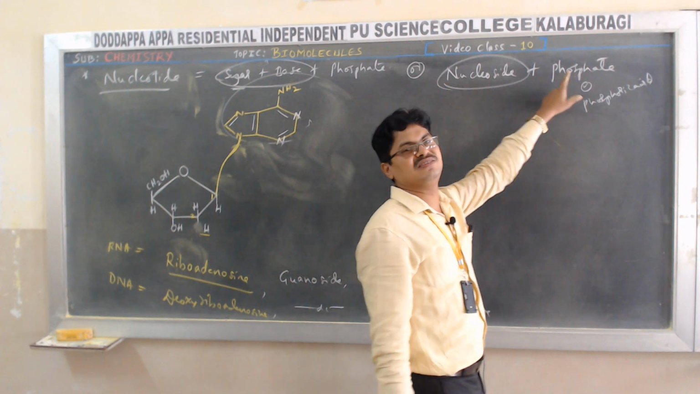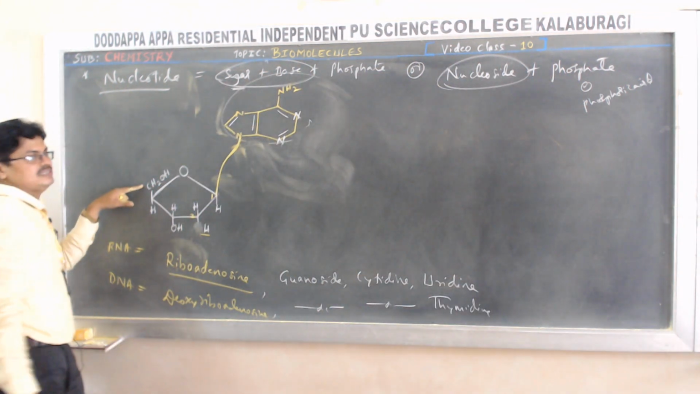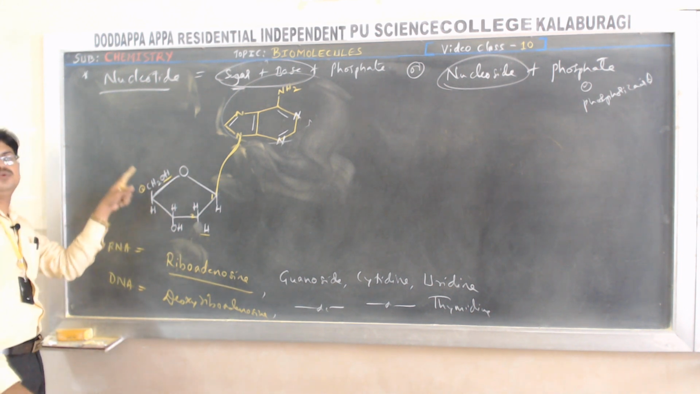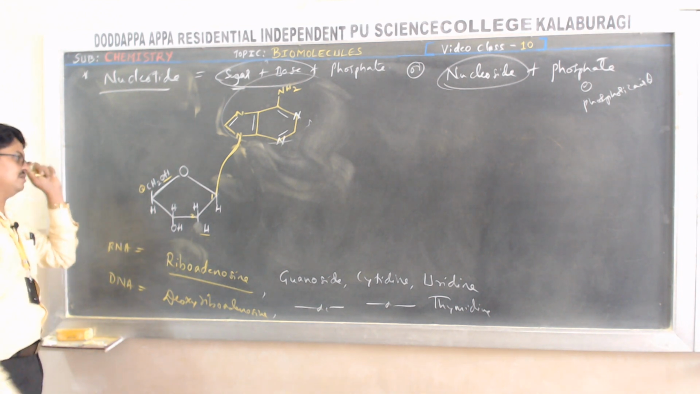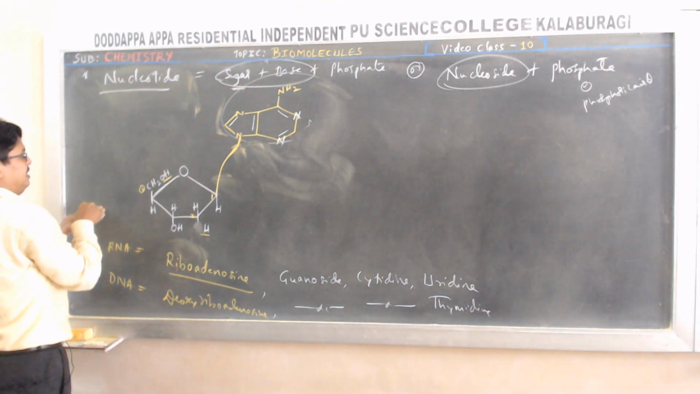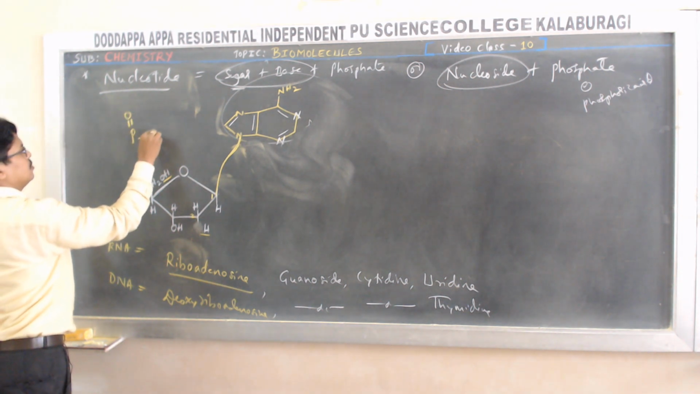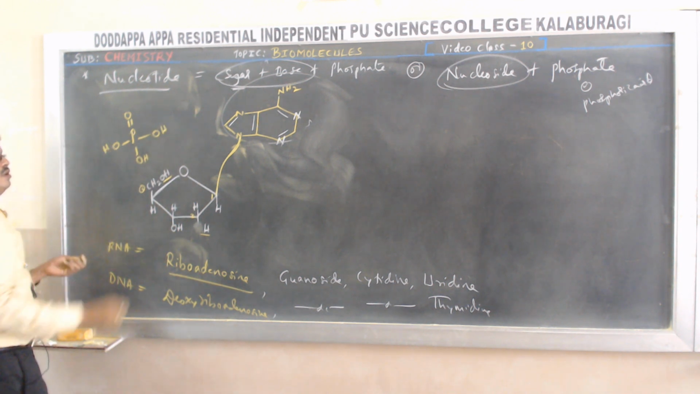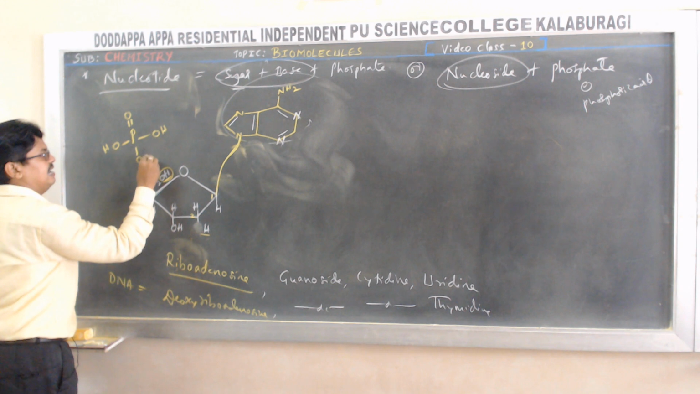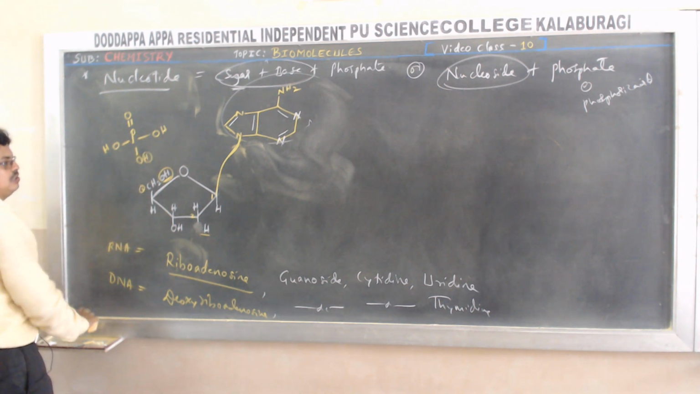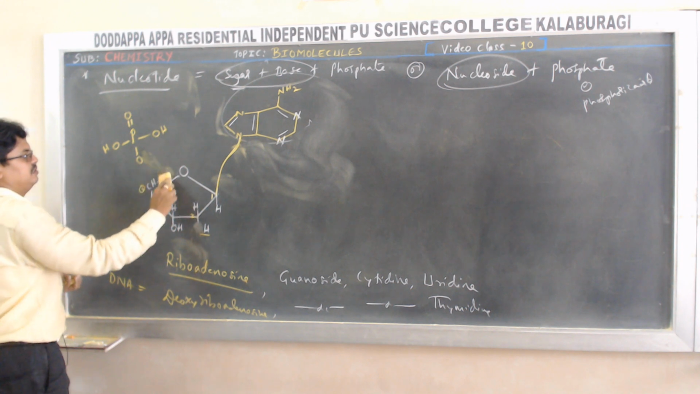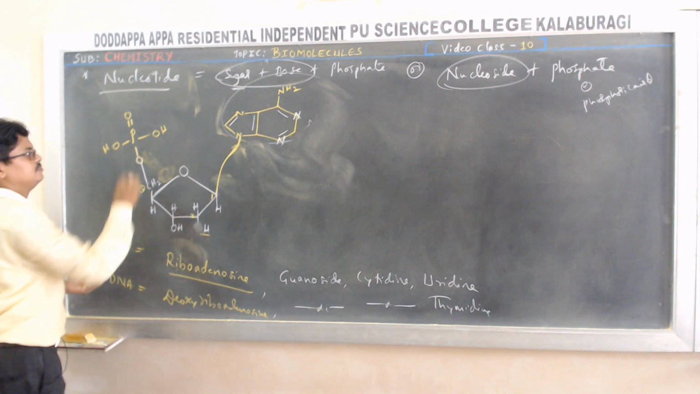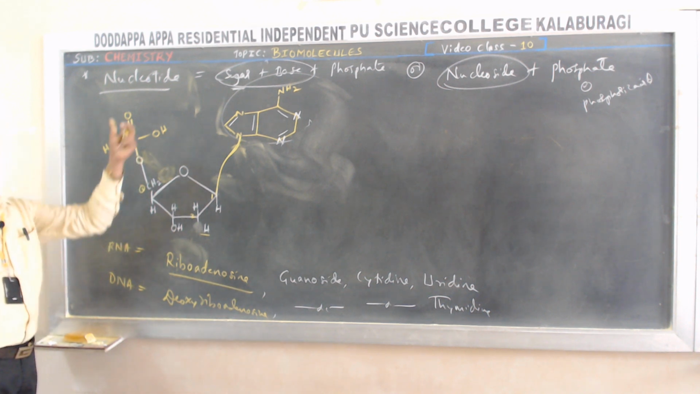Where does this phosphate group link? It links to the OH of the fifth carbon of the sugar. Look at here. Let me take phosphoric acid. This is the structure of what? Phosphoric acid, correct? Now, this OH and this H are eliminated as what? A water molecule. Show the linkage. So this is the structure of what? Nucleotide.